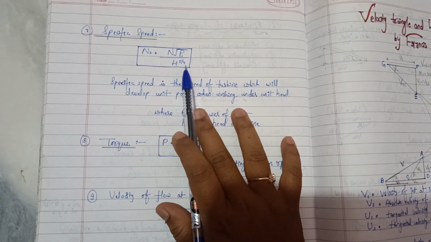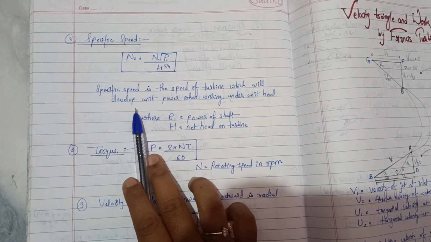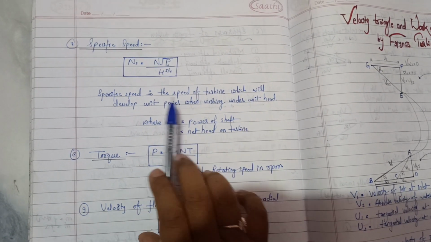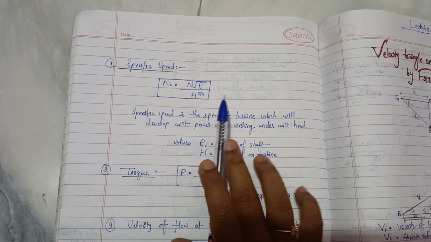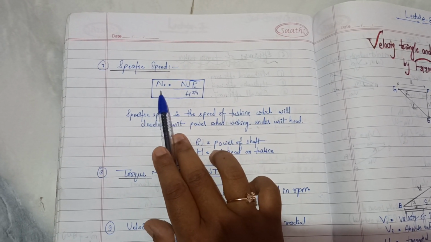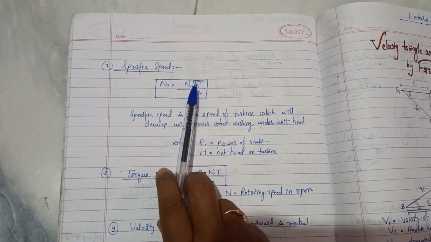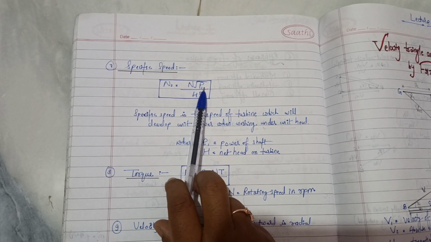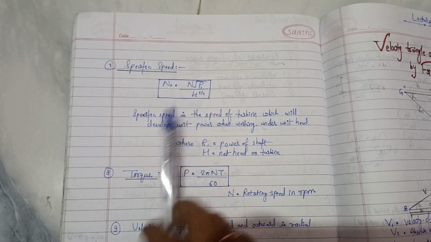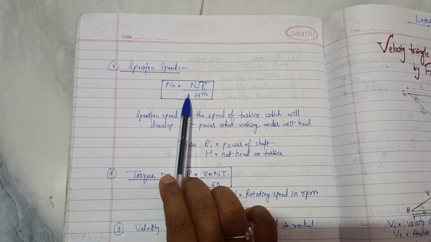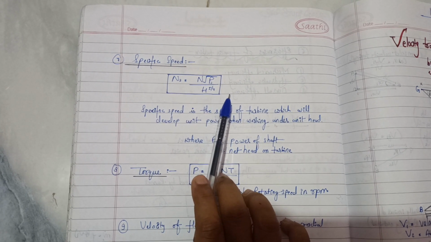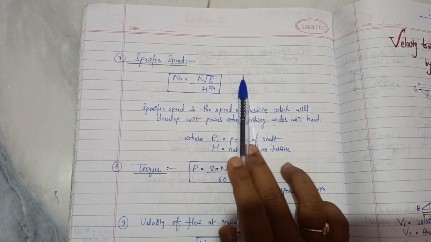Now we will see another important formula, that is specific speed. Specific speed is the speed of turbine which will develop unit power when working under a unit head. This is an important formula because generally questions are framed from it. Specific speed is equal to the rotational speed N into root of shaft power PS, upon the net head of turbine to the power 5/4. We will see the use of this formula when we see the design of a Pelton turbine in the numerical part.